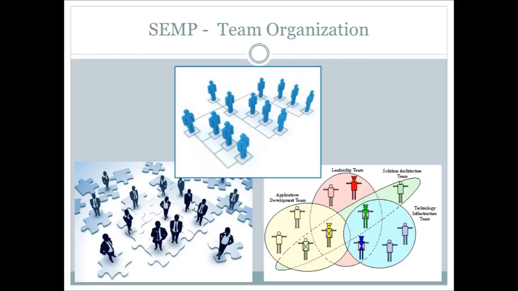Next, we have what resembles a matrix type of team organization where each individual can be allocated to another section at any point in time. This is how it's kind of puzzled together, where we can move one puzzle piece from one to the other.